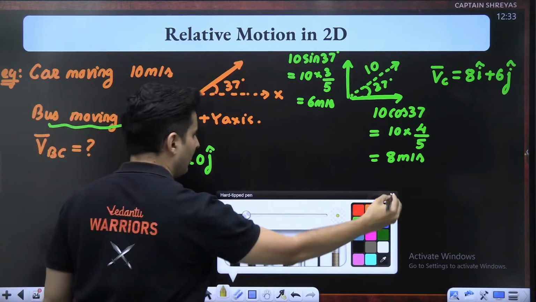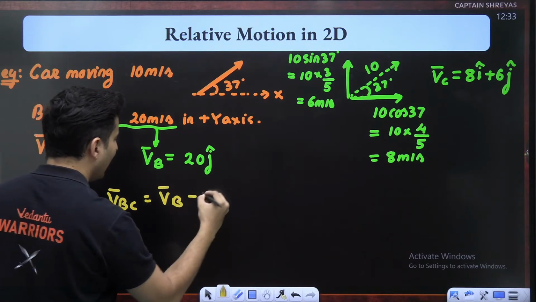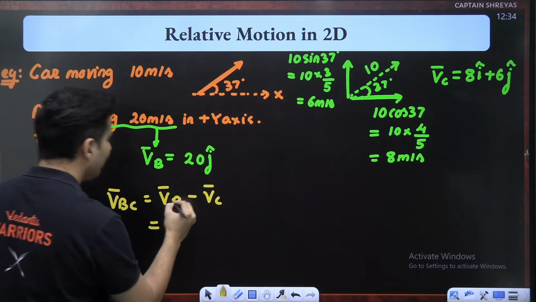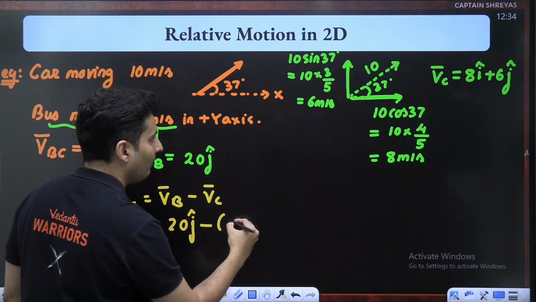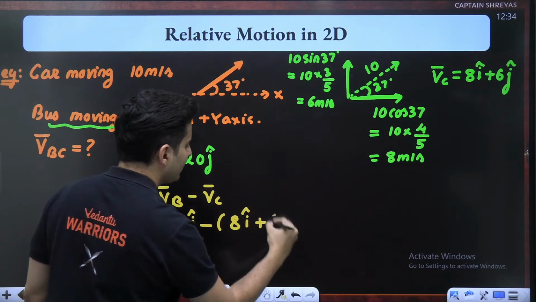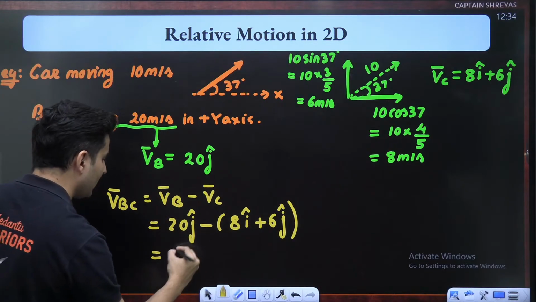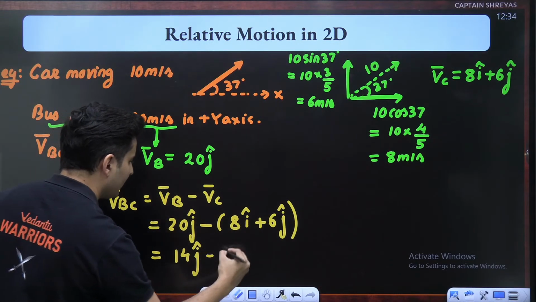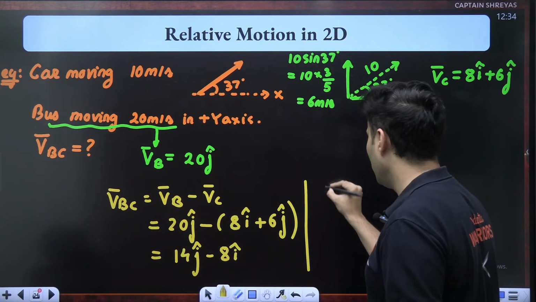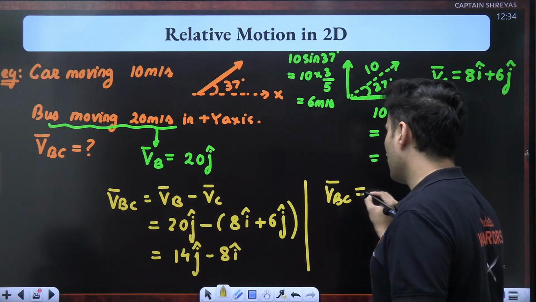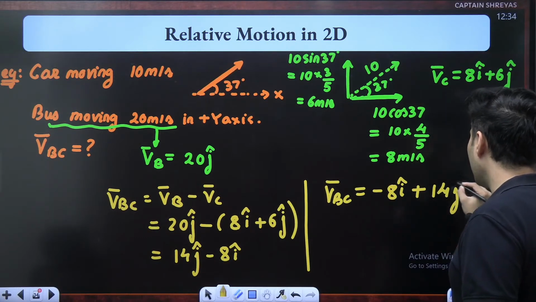So the question asked to us is VBC, which is VB minus VC. What is VB? VB is 20 j cap. What is VC? It is nothing but 8 i cap plus 6 j cap. Subtract these two. So 20 minus 6 is 14 j cap, and this is minus 8 i cap. But usually you don't leave the answers with j first and i later on. You will always put i cap first. So it is minus 8 i cap plus 14 j cap. Is that clear?